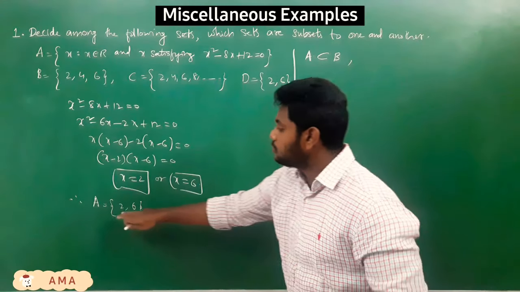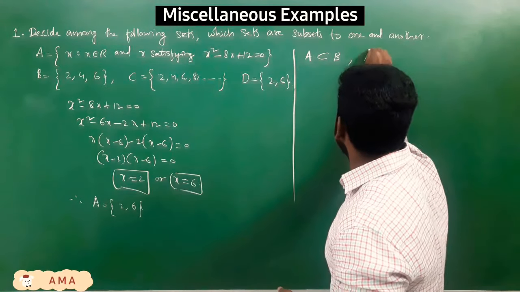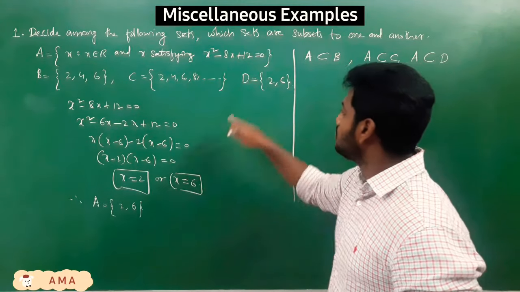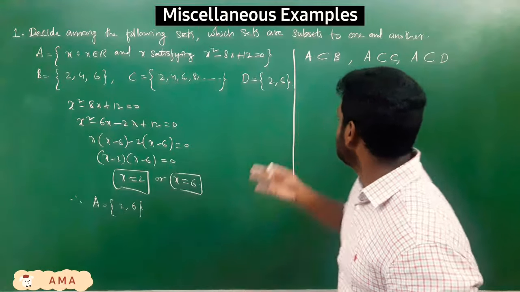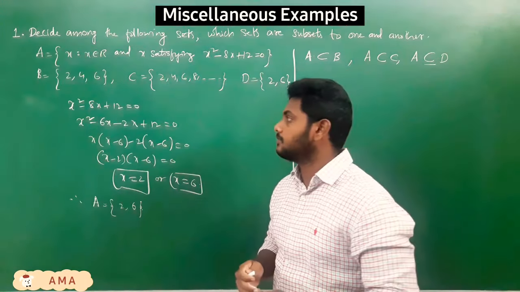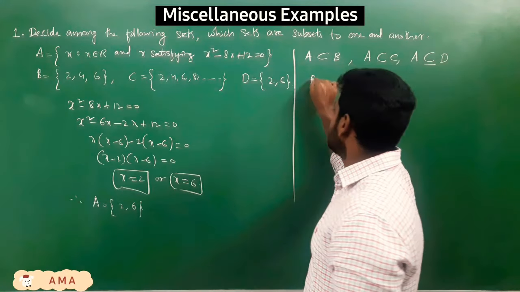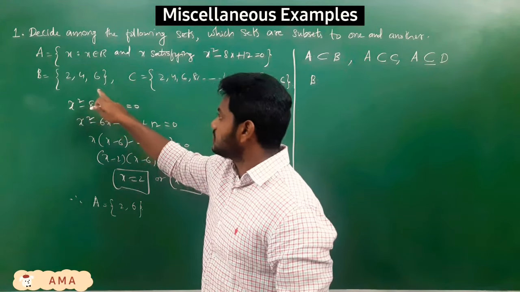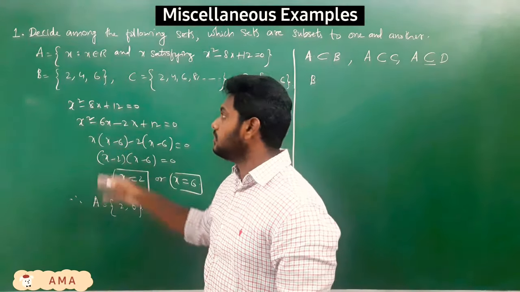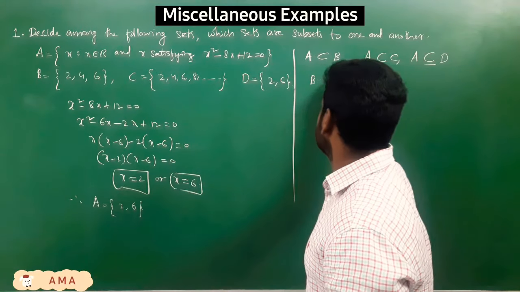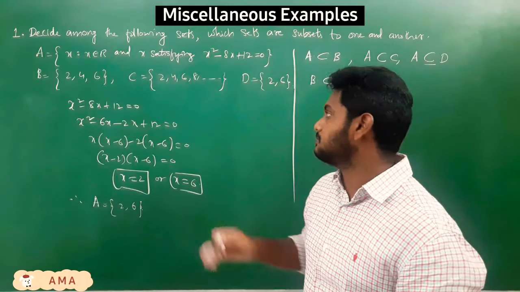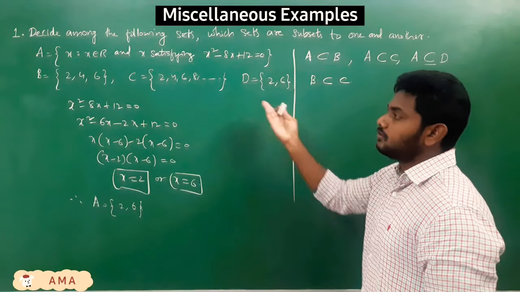Right. And 2, 6 are present in C also, so A is a subset of C. And A is also a subset of D. Why? Because 2, 6 are present in this. We can also consider this as A subset or equal to D, because it is equal and also a subset. Now when it comes to set B, 2, 4, 6, is B a subset of A? No. 4 is not there here, so B is not a subset of A. Is B a subset of C? Yes, because 2, 4, 6 is also present in C. Is B a subset of D? No, 4 is not there.